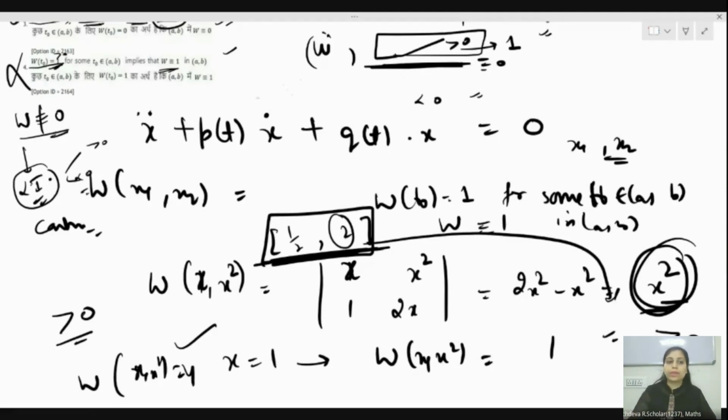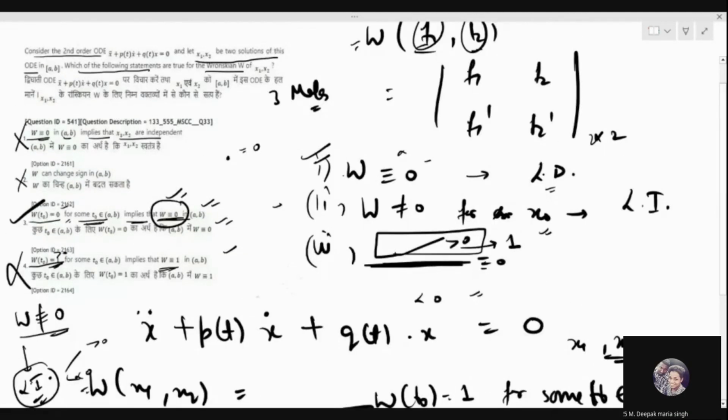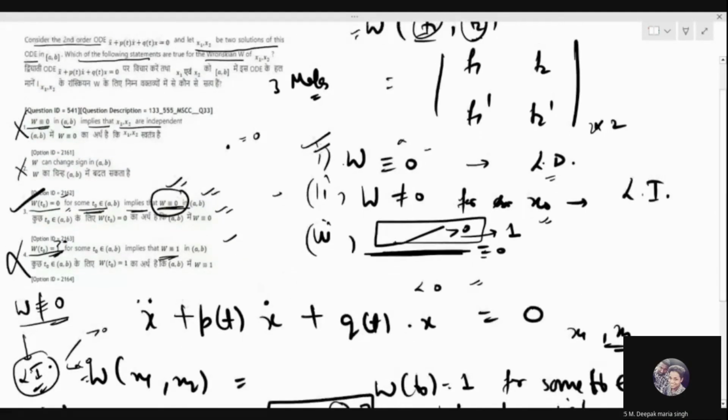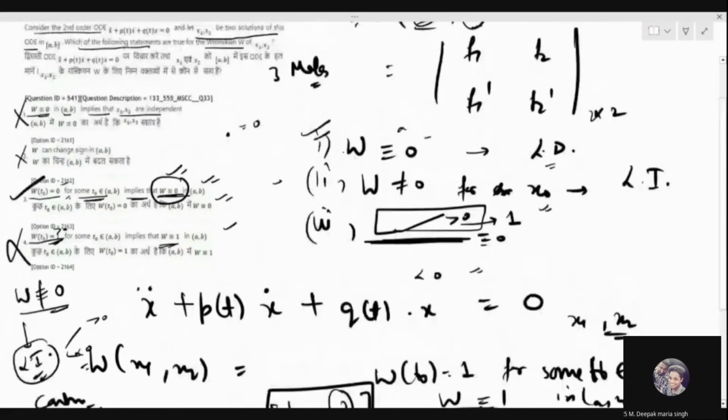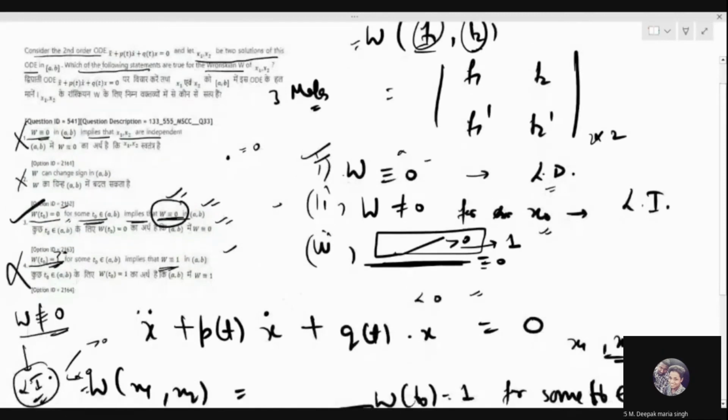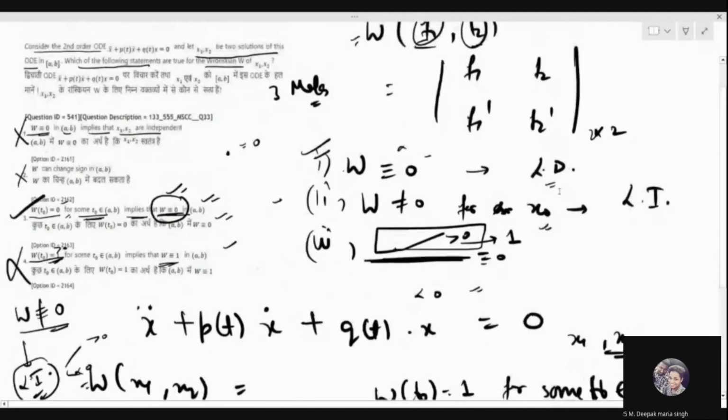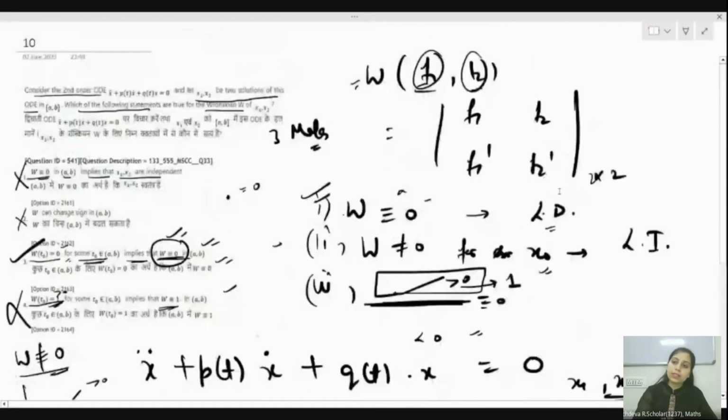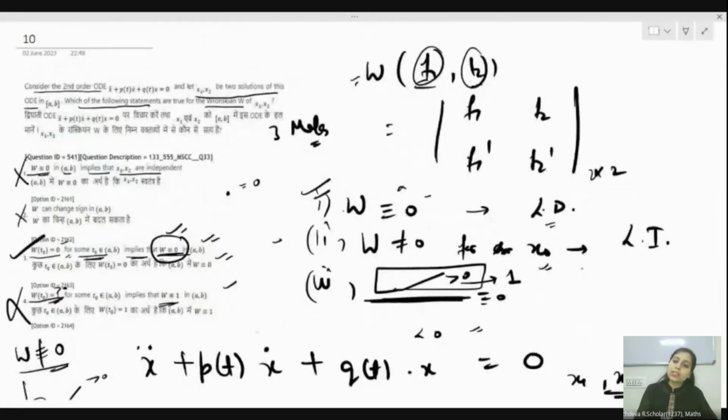Clear? Ma'am, if the Wronskian is not equal to 0 for all x naught, does it mean it is linearly independent? That is true, for all or for there exists x naught, for non-zero, if they are solutions of the given differential equation. The property of the Wronskian says if it is once non-zero, then it will be non-zero throughout. Yes, linearly independent it will be said, even if it is for some x naught, even for a single point.